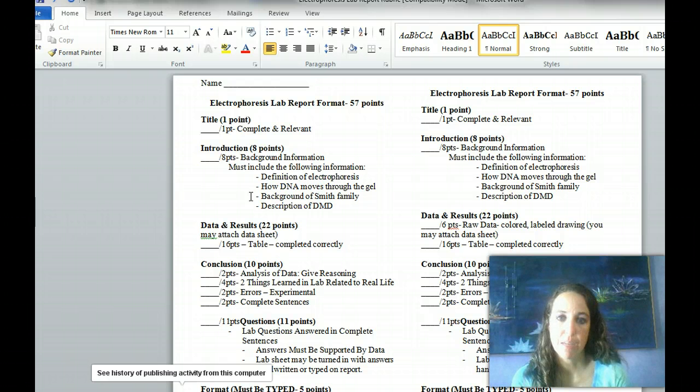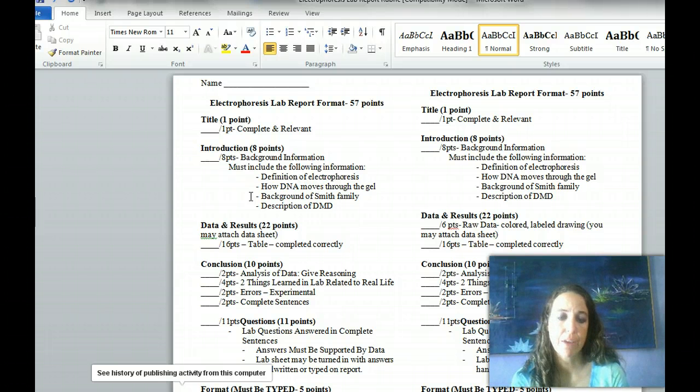Second part is how DNA moves through the gel. So for that, you're going to talk about two things. You're going to talk about how the charge moves and then the size. So charge and size. Some background information on the Smith family. What do we already know? And then a description of Duchenne muscular dystrophy, which is the disorder that we're looking at for this case study. So when you are writing your background information, please make sure that you're not just writing the answers to the questions one by one. Make sure that it's a flowing paragraph that makes sense, that you've thought it out, and that it makes sense in that paragraph.